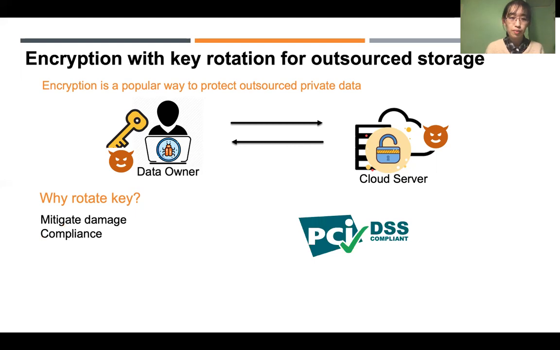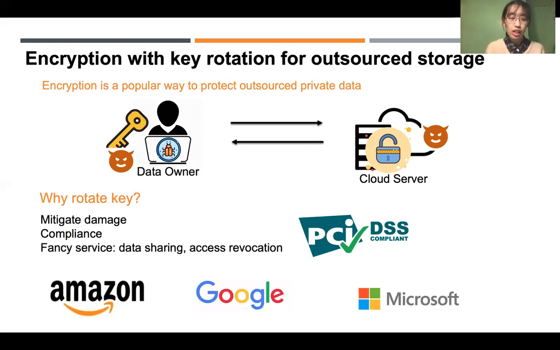Most pragmatically, a variety of security regulations require key rotation. For example, the Payment Card Industry Data Security Standard requires that the credit card information stored in the cloud should be encrypted and the key rotated periodically. Also, key rotation can provide some fancy services like data sharing and access revocation, so much so that major companies have deployed such encryption APIs with key rotation.